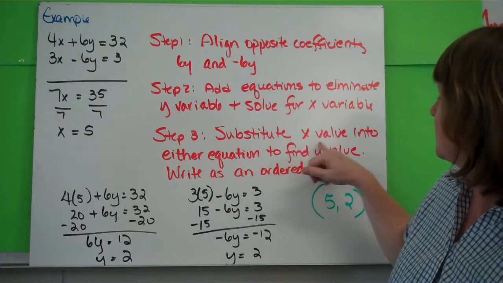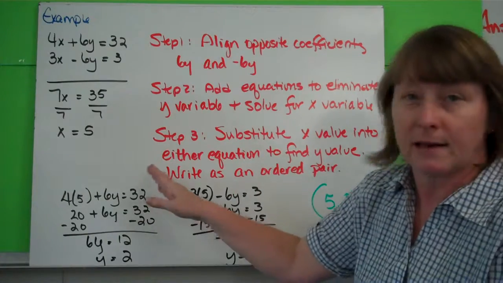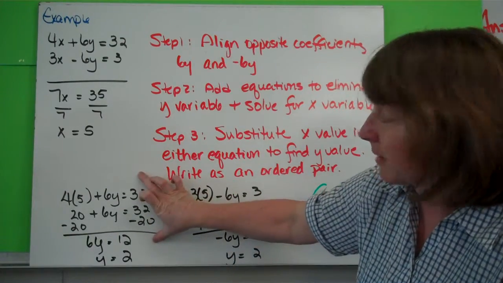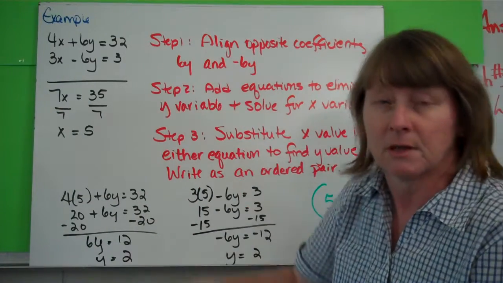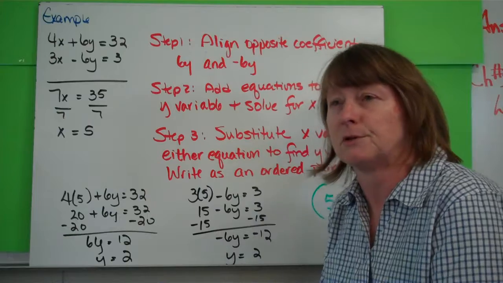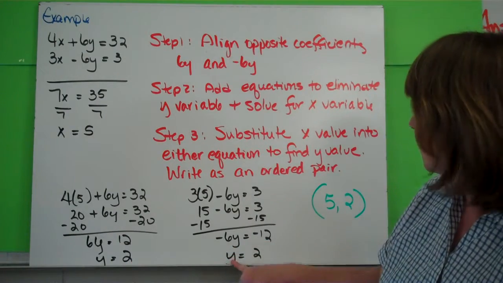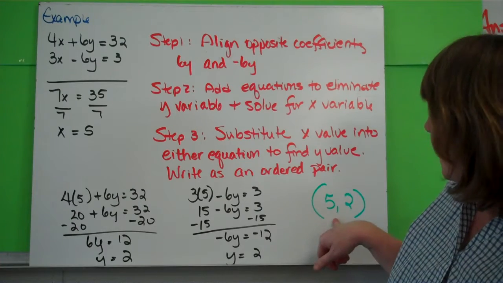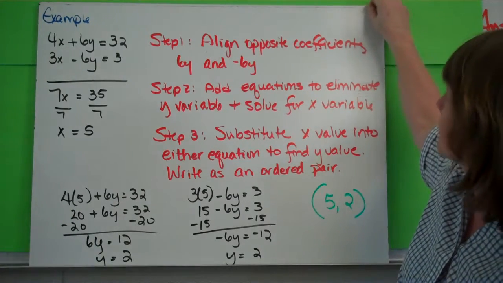Step 3, substitute the x value into either equation to find the y value. I did it both ways. Here it is plugged into this first equation. Here it is plugged into the second equation. Doesn't matter which equation you use. If you're doing the math correctly, you should get the same answer, which is y equals 2. So our answer is 5 is the x value and 2 is the y value.